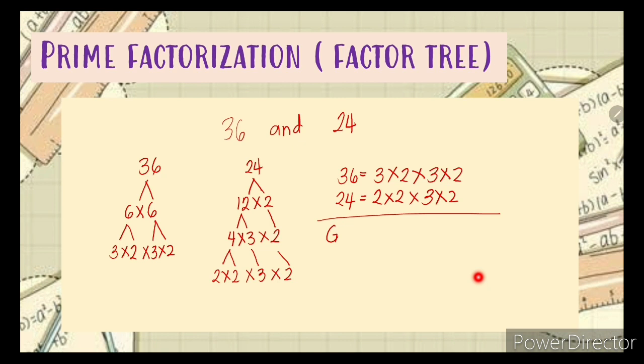Next step, to find the GCF, hanapin natin yung pareha sa product of the prime. So, we have 3 times 2 times 2. So, 3 times 2 is equal to 6 times 2. So, the GCF is 12.